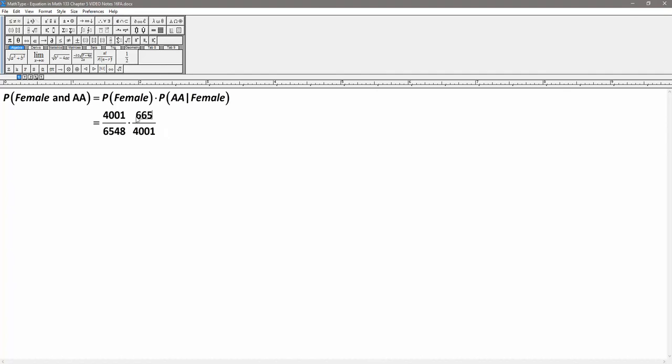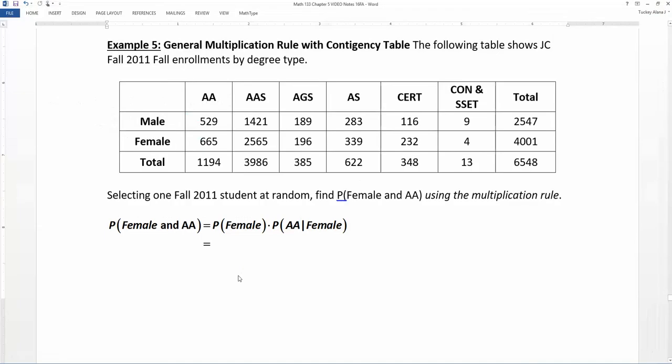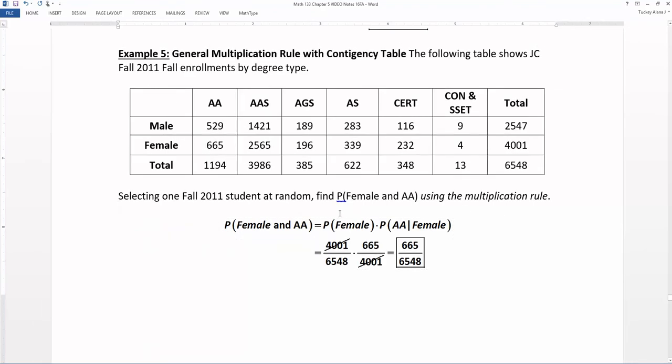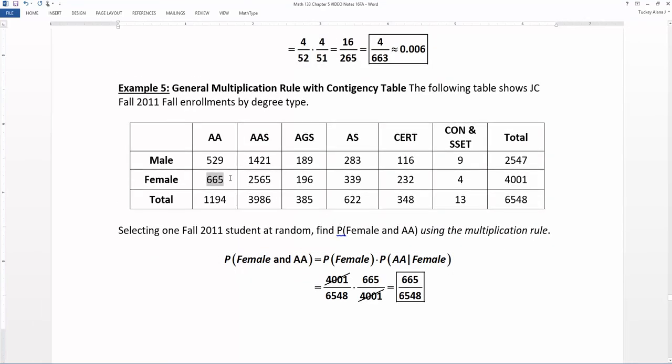Now look what's going to happen here. 4001 and 4001 are both going to cancel away, or divide away, to 1. So this and this disappear, and we end up with 665 over 6548, which is the same thing we already found in section 5.2. We already did this problem, right? But now I've proven to you that the general multiplication rule also works to find that same answer. You can use the general multiplication rule and say, I want 665 out of 4001 times 4001 divided by 6548.